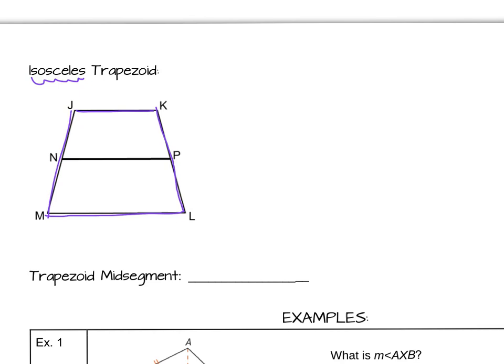If this is an isosceles trapezoid, there's so much to know, everybody. First things first, we know that JK is parallel to LM. That's just the definition of a trapezoid. But then, to be more specific for an isosceles trapezoid, JM, the side, is also congruent to the side KL. That's new for us. That wasn't like that before.